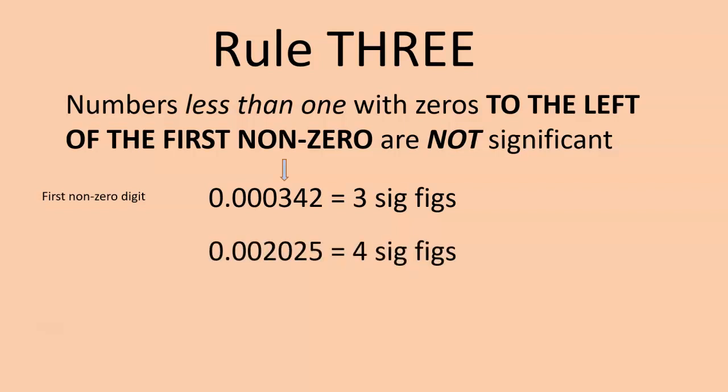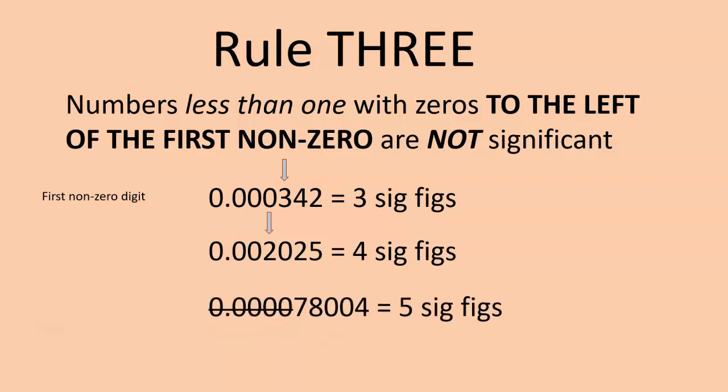The exact same thing here. We ended up with 4 significant figures. Our first non-zero is that 2, but that 0 to the right of that 2 is sandwiched in between 2 non-zero digits, so it will be significant. So you have 4 sig figs.